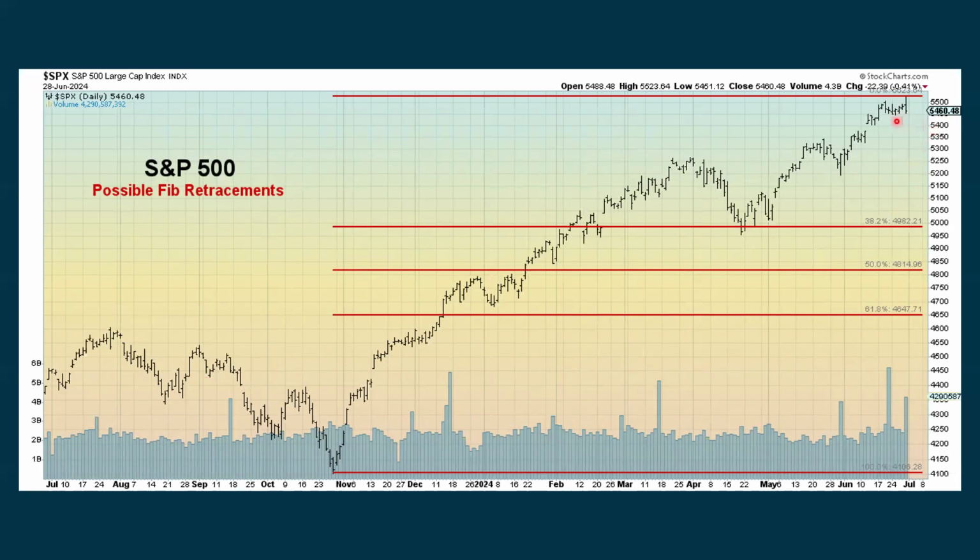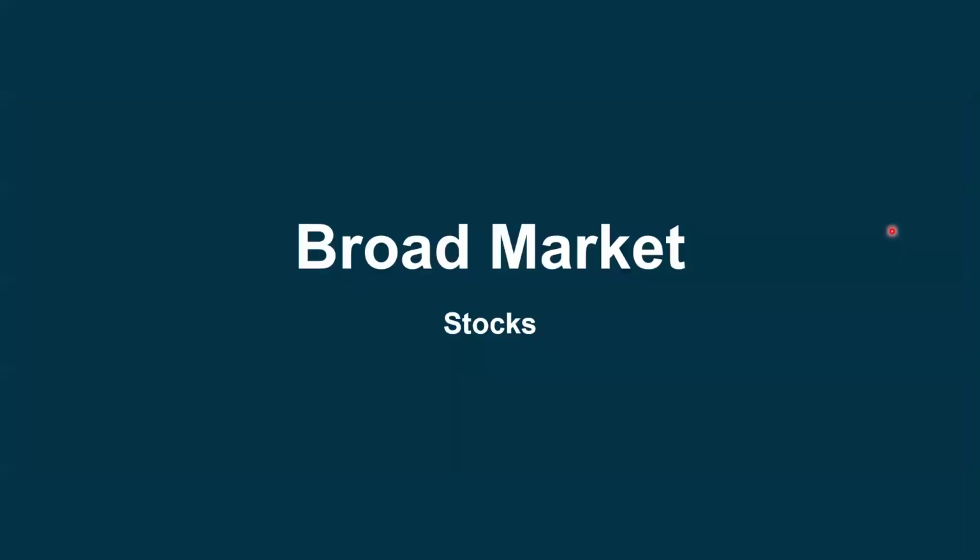And then these are possible fib retracements. I did adjust this going back. We did set an all-time high intraday on Friday. We just ended up closing near the low. So I adjusted these fib retracement levels to see if we really start to decline. We're looking at these previous lows as not only support, but also as a 38.2% retracement level.